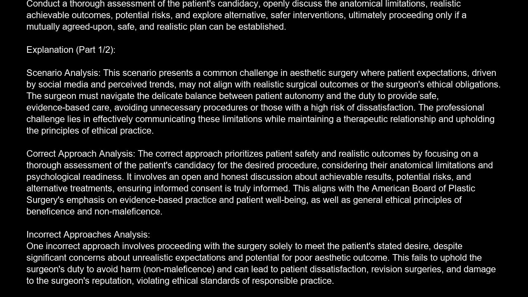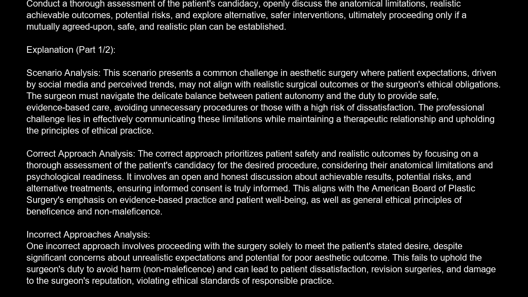The professional challenge lies in effectively communicating these limitations while maintaining a therapeutic relationship and upholding the principles of ethical practice. Correct approach analysis. The correct approach prioritizes patient safety and realistic outcomes by focusing on a thorough assessment of the patient's candidacy for the desired procedure, considering their anatomical limitations and psychological readiness. It involves an open and honest discussion about achievable results, potential risks, and alternative treatments, ensuring informed consent is truly informed. This aligns with the American Board of Plastic Surgery's emphasis on evidence-based practice and patient well-being, as well as general ethical principles of beneficence and non-maleficence.